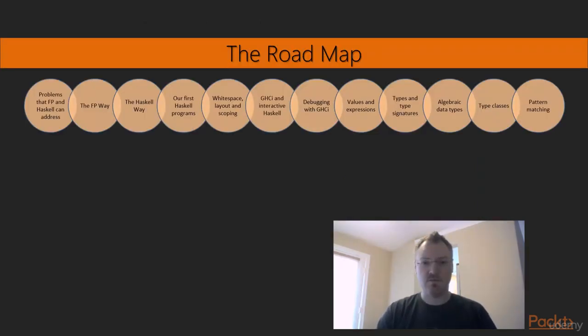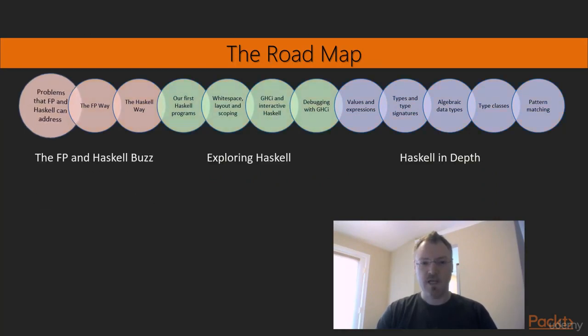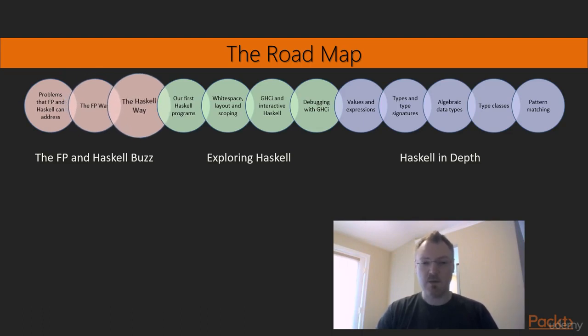This course consists of several topics in 3 sections. In the first topic, we'll talk about problems that FP and Haskell can address. Then we'll talk about the functional programming specific ways of approaching these problems. Then we'll talk about how Haskell specifically addresses these types of problems. Then we'll take a look at our first Haskell programs and start to begin an intuition for what they look like. And we'll dig deeper into some issues related to white space and layout.